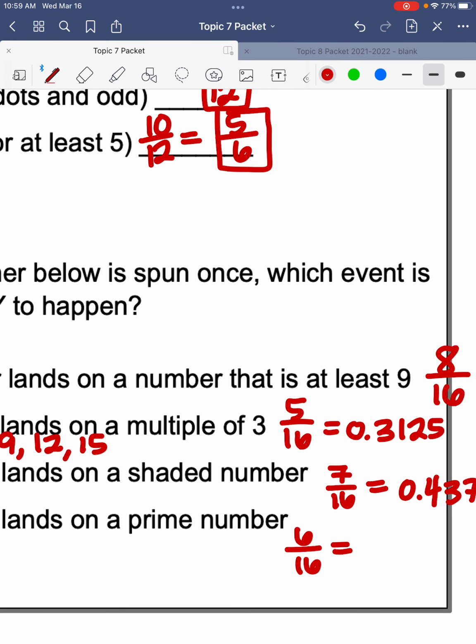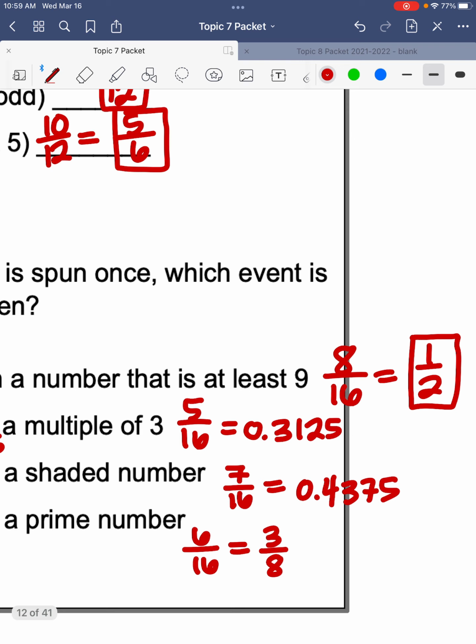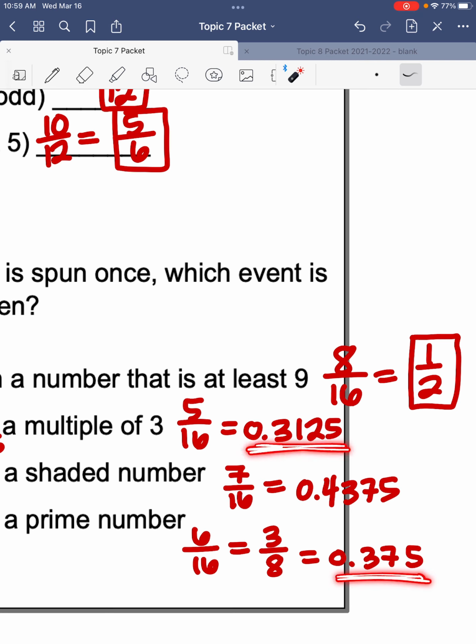So 6 out of 16 does reduce to 3/8, and I'm going to go ahead and convert that to a decimal. So if I put that into my calculator, 3 divided by 8 or 6 divided by 16, I get 0.375. Okay, so what is smaller? Remember, we already eliminated C, so I'm comparing this decimal here to this decimal here. And I actually have to compare the hundredth spot. So 7 to 1. Which one is smaller? Well, 1 is smaller than 7. So this probability is smaller than this probability.